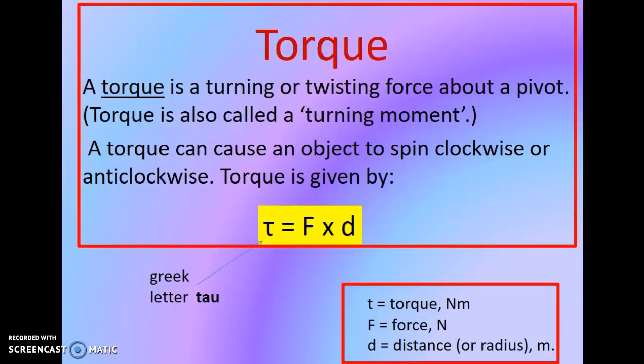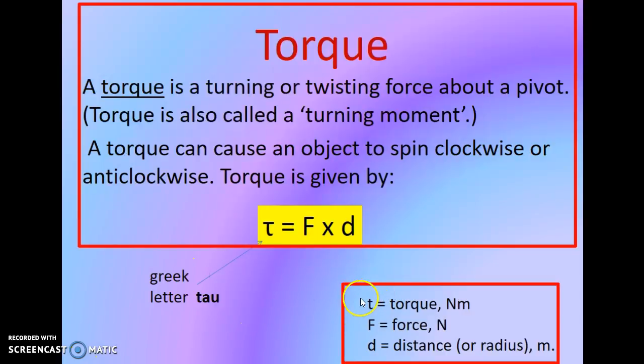So think of a door. When you push a door, you don't push the door right next to the pivot. You push it at the handle usually, or in the middle, which is a certain distance from the pivot. The further you are away from the pivot point, which is where the hinges are on the door, the easier it is to open the door, right?